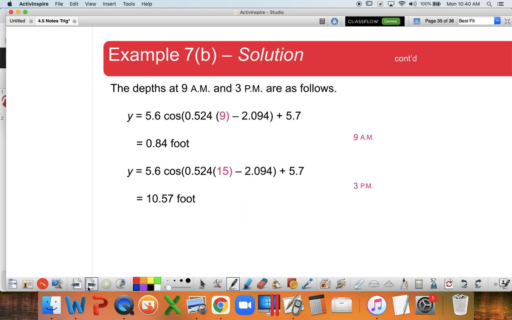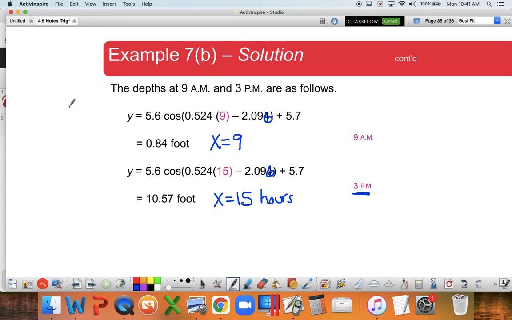B is a little bit easier because it's saying, all right, now let's find the depths at 9 a.m. and 3 p.m. So now we're going to take this equation, remember that should be a 6, not a 4, and we're going to just plug in different values. We're going to plug in x equal to 9 and x equal to 15. Why would it be 15? Well, remember, we're thinking in military time. If we start at midnight, this is going to be 15 hours after our modeling occurs. So that's why we have to plug in 15.